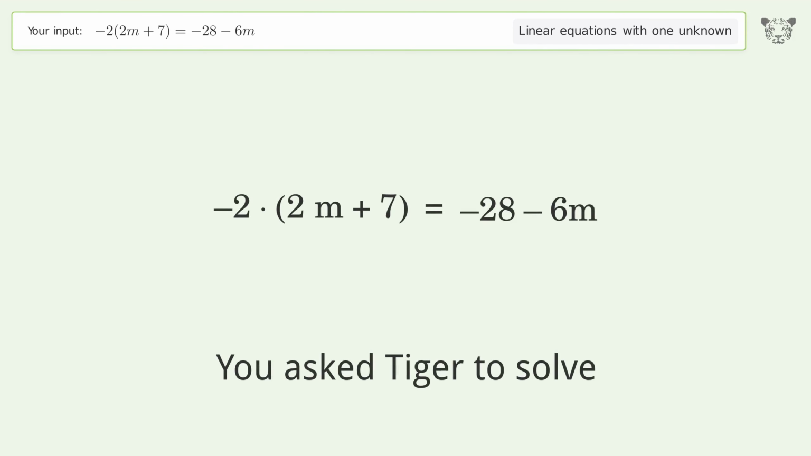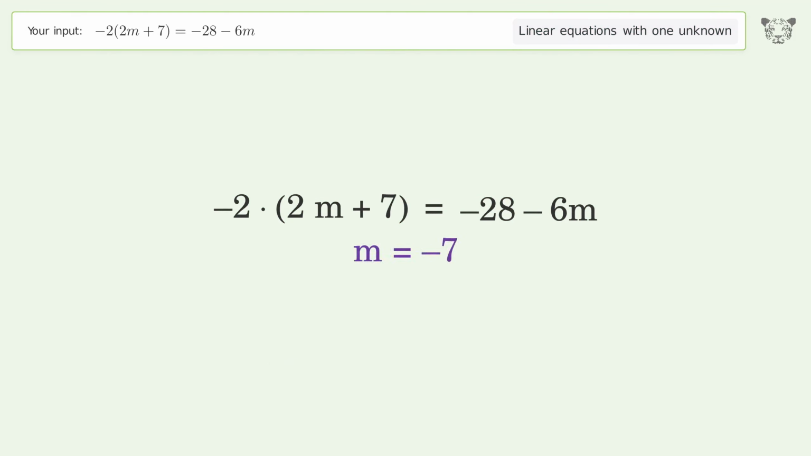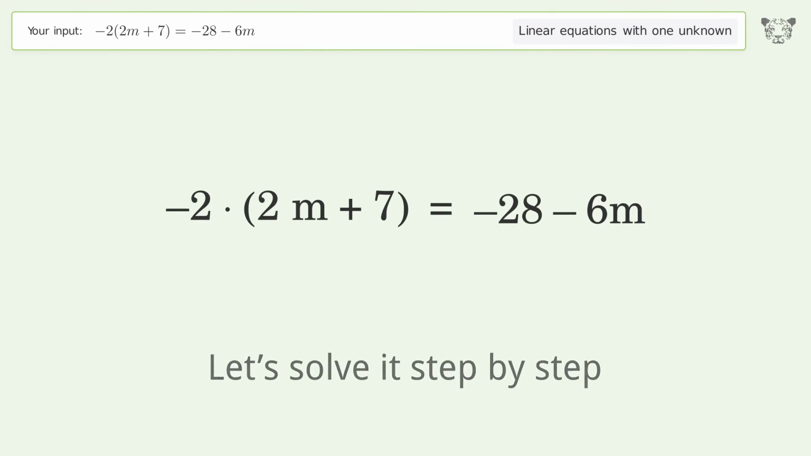You ask Tiger to solve. This deals with linear equations with one unknown. The final result is m equals -7. Let's solve it step by step.